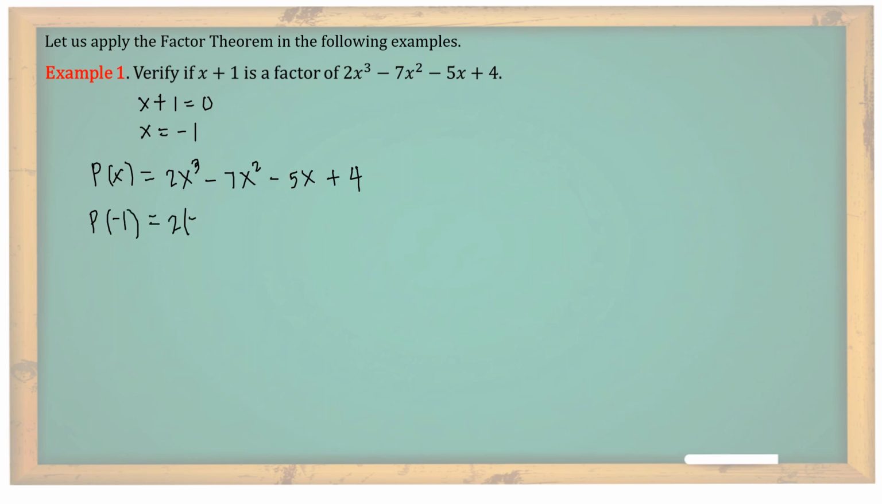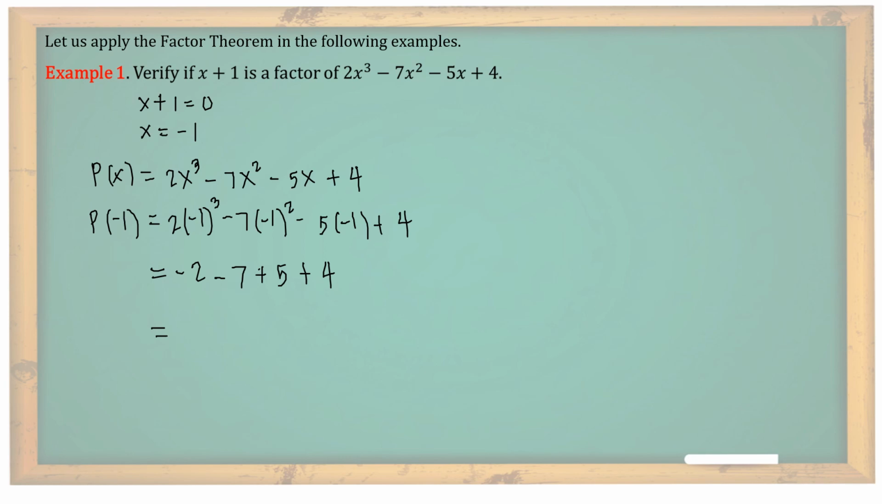So yan ay magiging 2 times negative 1 cubed minus 7 times negative 1 squared minus 5 times negative 1 plus 4. Simplify it further. So negative 1 cubed is equal to negative 1. Negative 1 times 2 is negative 2. Then negative 1 squared is equal to 1. 1 times negative 7 is negative 7. Kasi itong negative 1 squared is magiging positive 1, times negative 7, negative 7. Negative 5 times negative 1 is plus 5. Then plus 4. Tingnan natin kung 0 ba yung value ng ating P of x.